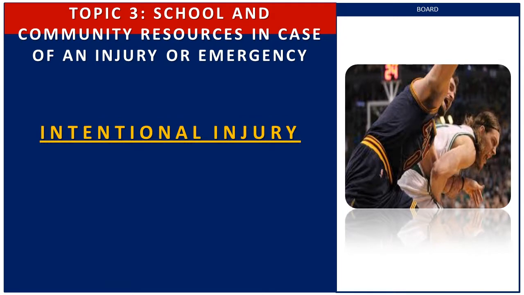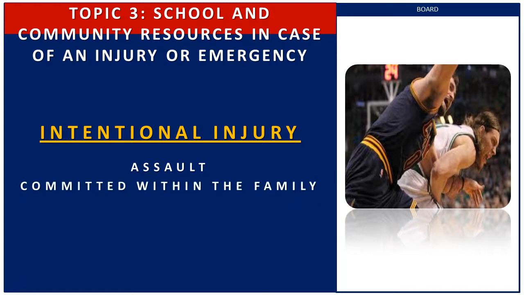Let's begin with intentional injury. Always remember that intentional injuries are injuries resulting from violence. Let me give you some examples. The first one is suicide, the intentional taking of one's own life. Next is parasuicide, a suicide attempt in which a person does not intend to die. And also we have assault, when a person or persons harm another on purpose.